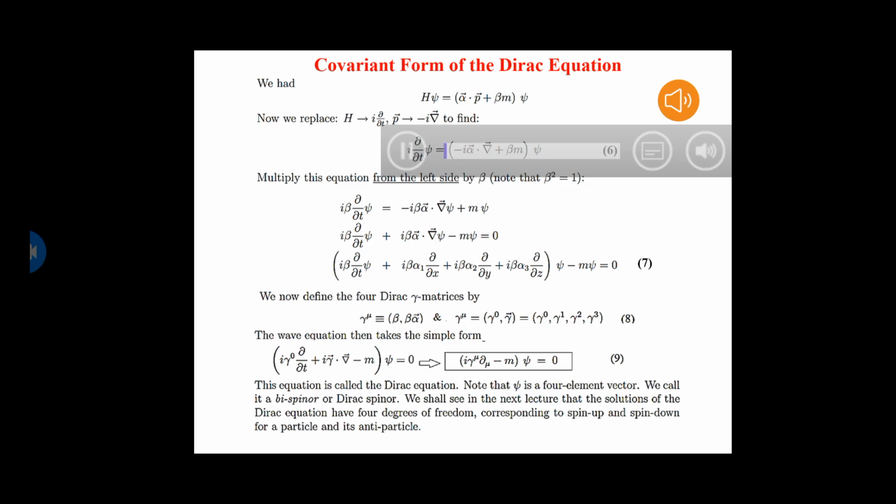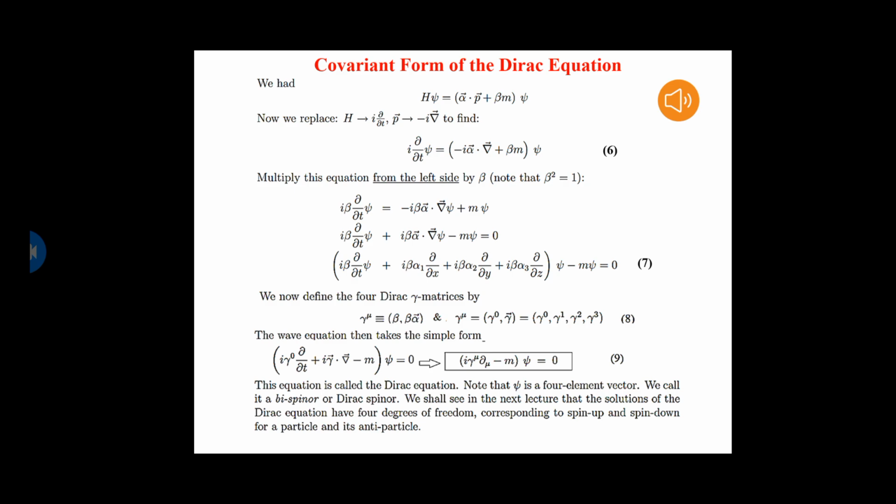Next is the covariant form of the Dirac equation, where we have H psi equal to alpha dot p plus beta m times psi. Now we replace H with i partial over partial t and p with minus i del. To find i partial over partial t psi is equal to minus i alpha dot del plus beta m times psi, marked as equation number 6. Multiply this equation from the left by beta. Note that beta squared is equal to 1.